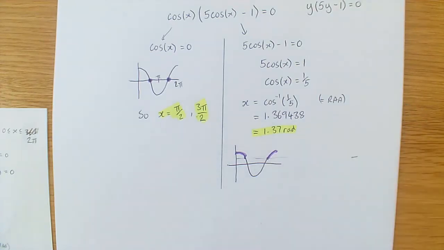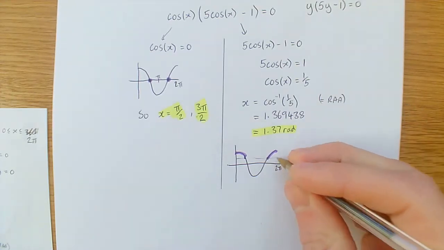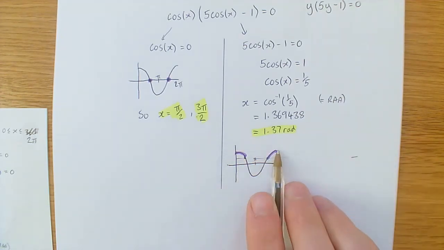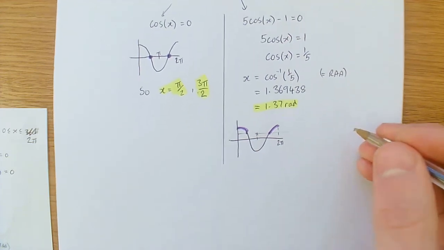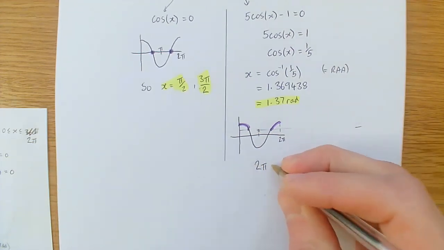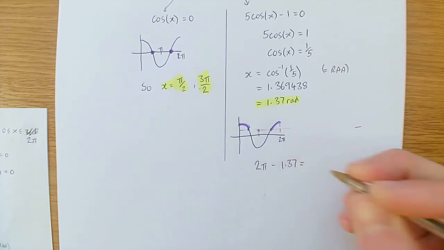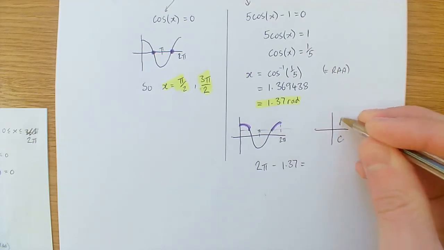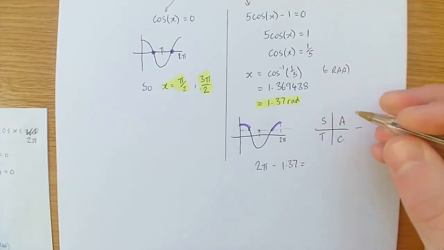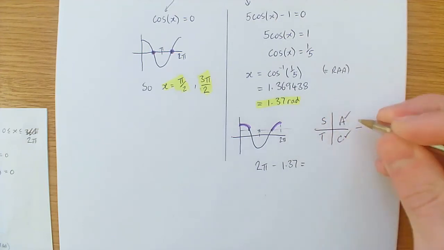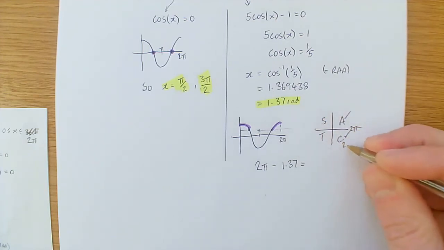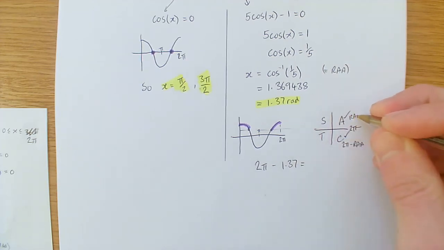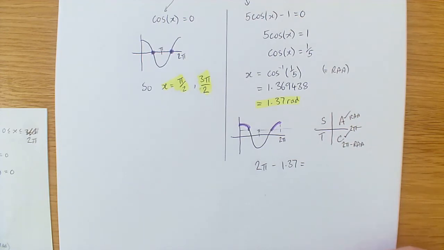Matching bit of the graph is that bit. Here's our 2 pi along here. That's pi in the middle. So we can see coming along by 1.37 radians is the same as coming back from 2 pi. So we want 2 pi, take away 1.37, and we'll work out what that gives us. But using CAST, well, we had a cosine and it was positive, so it's either there or there. That's 2 pi, so this section is 2 pi minus the relative acute angle. Gives us the same thing. So, doesn't matter which way you've gone about it, you'll get that.